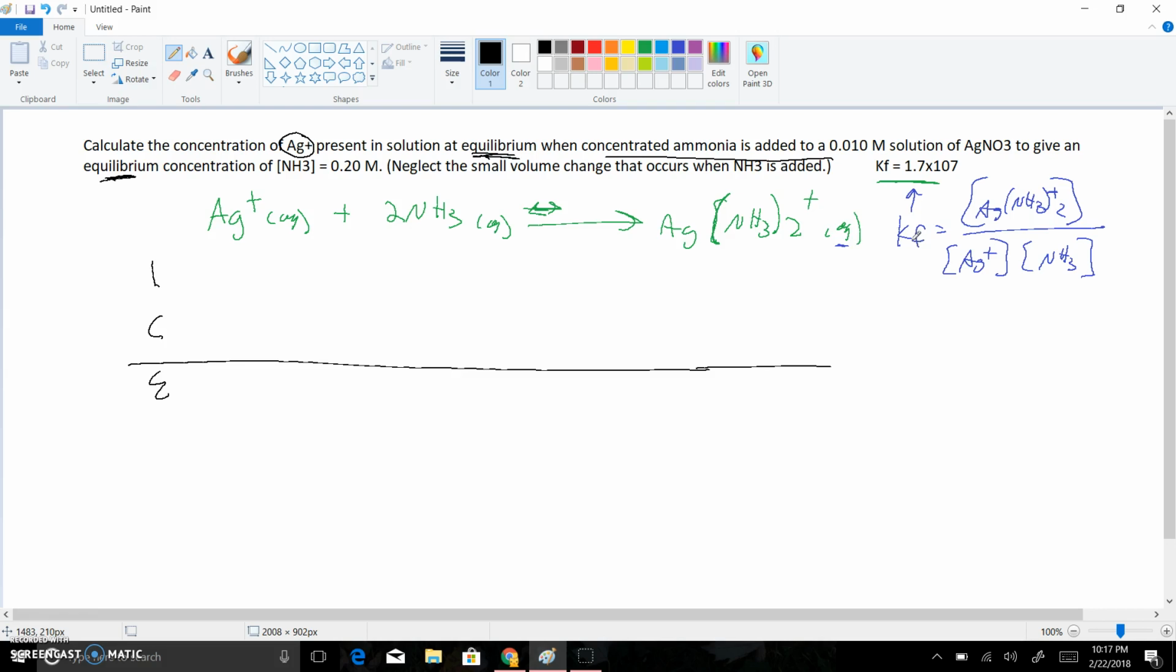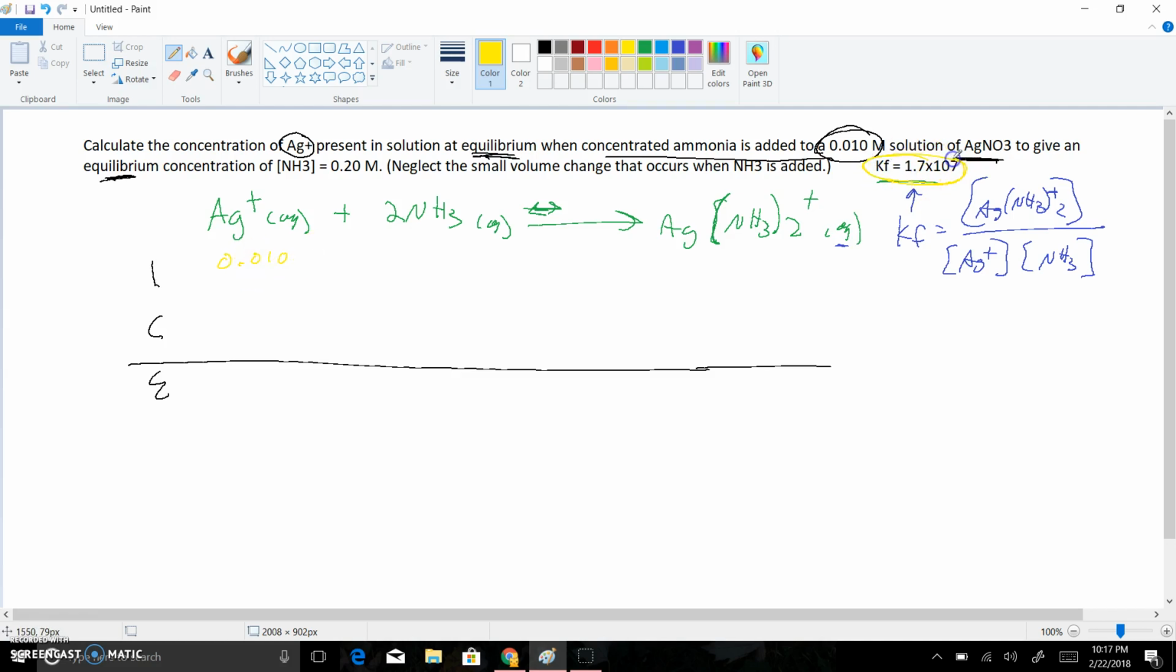Okay, so that's why I only need to look at this equation. The first thing to notice is that I've got a 0.01 molar solution of silver nitrate. Now normally, I say normally because it's not going to stay that way, we would say that the silver ion concentration is 0.01. But what I'm saying is that it's 0.01, yes, but the moment you add NH3, look at this KF.